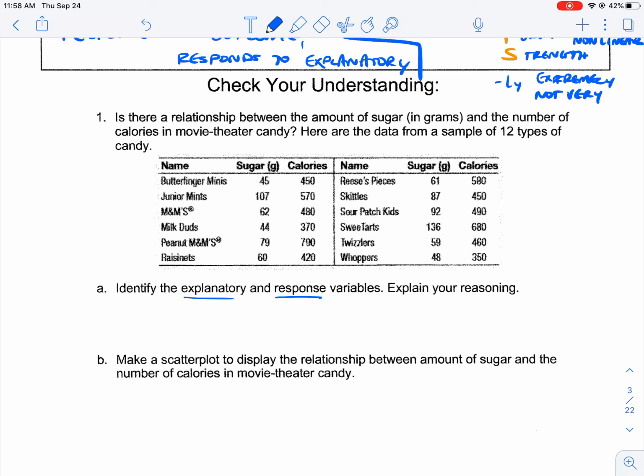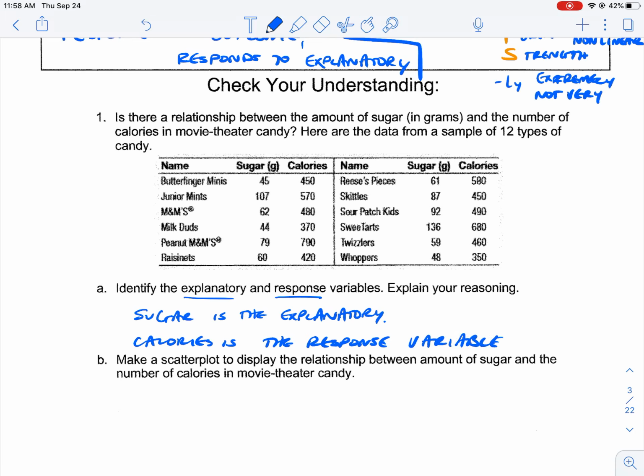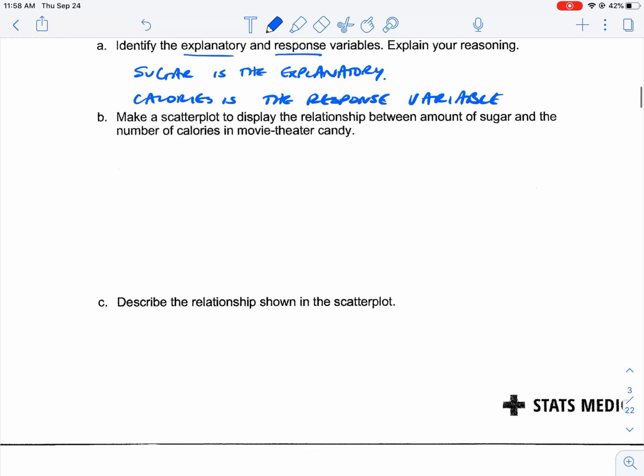So what are we going to do? Identify the explanatory and the response variables. Well, what are we measuring in this? We're trying to figure out is there a relationship between the amount of sugar and the calories. And so our explanatory is sugar. The reason why is that if there is this correlation, the amount of sugar explains the calories. So calories is the response variable. A way to think about that would be the amount of calories is in response to the amount of sugar that's in there.